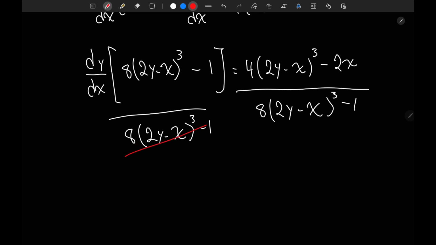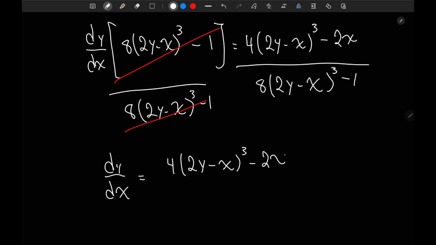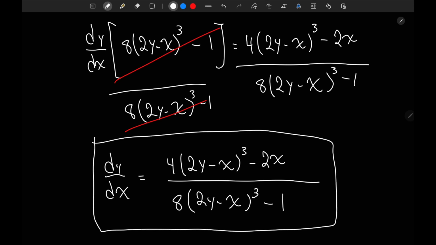Of course this will then cancel with this, and we'll be left with dy/dx is equal to minus 2x all over 8(2y minus x cubed) minus 1. And this is the final answer.